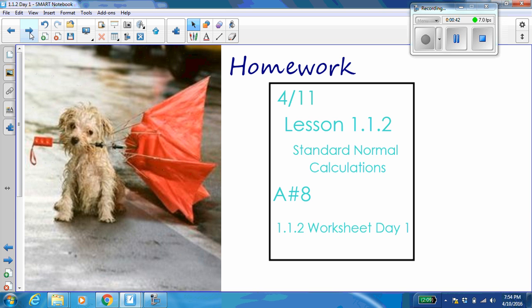So go ahead, take out your calendars and jot down tonight's homework. So again, in class today, we're going to be doing lesson 112, which is about our standard normal curve and all the calculations that come along with it. Homework tonight is assignment number 8, and again, it is the 112 worksheet, day 1. And just to remind you guys that at any point you can pause, replay, rewind, rewatch, whatever you have to do to make sure that you're following along.